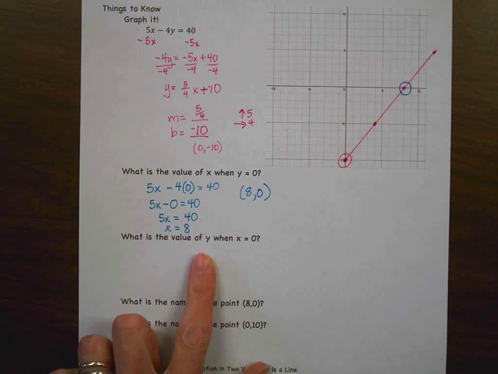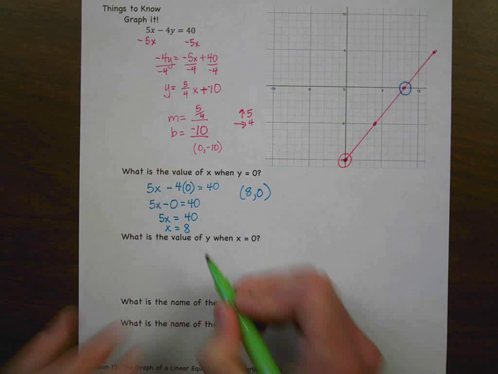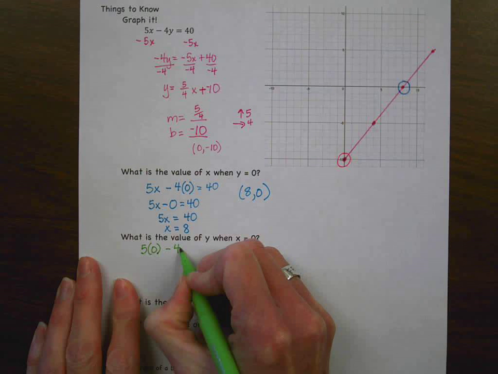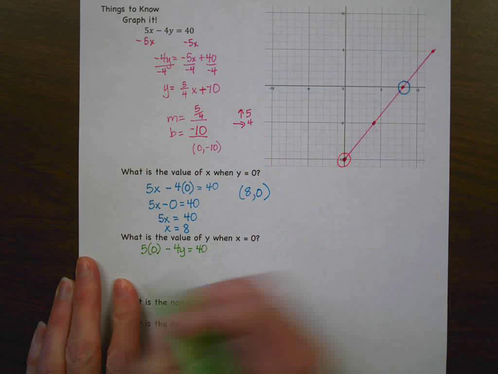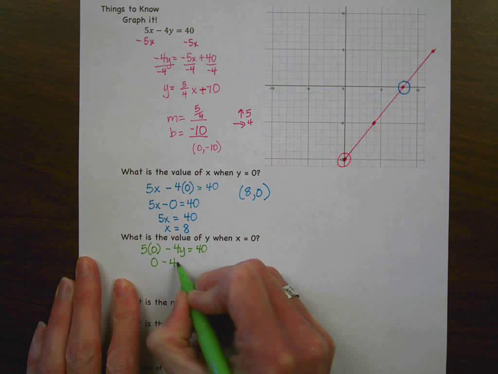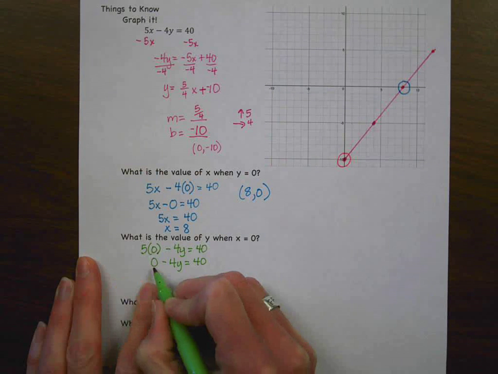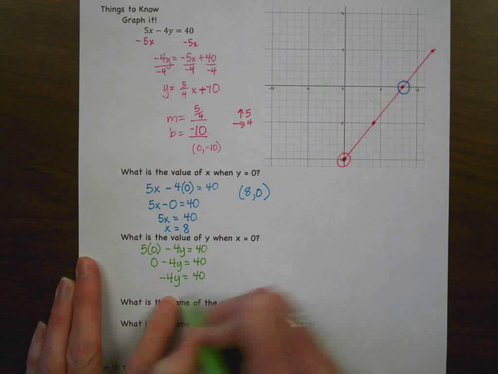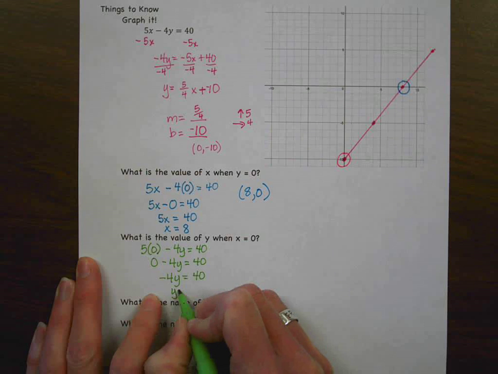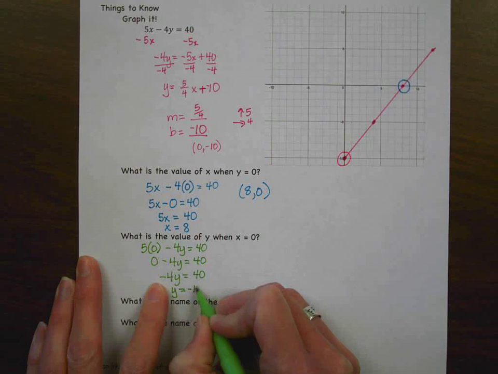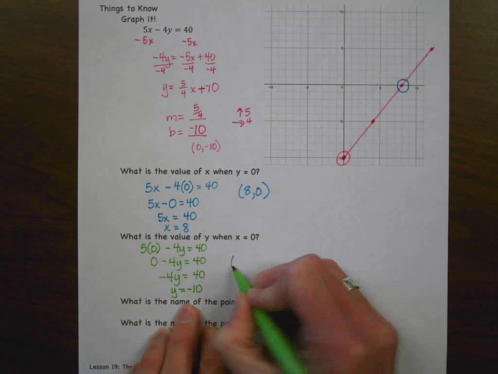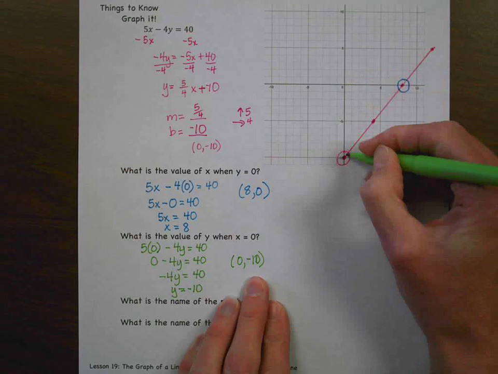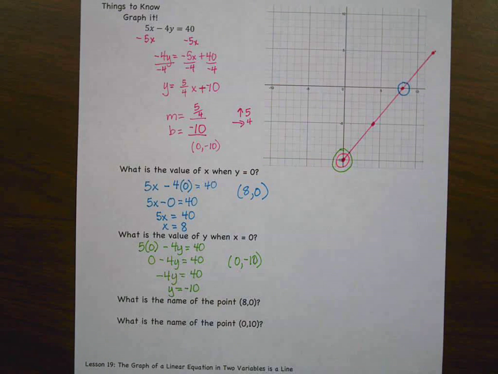Let's try it this way. We kind of already know the answer to this, but I just want you to see the evidence that supports it. What is the value of y when x is 0? So again, 5 times 0 minus 4y equals 40. So I have 5 times 0 is 0, minus 4y equals 40. Then I know that 0 minus 4y is still a negative 4y equals 40. Divide both of them by a negative 4, and that gives me y equals 40 divided by a negative 4, which gives me negative 10. So in this one, we know that x was 0 and that y was a negative 10.